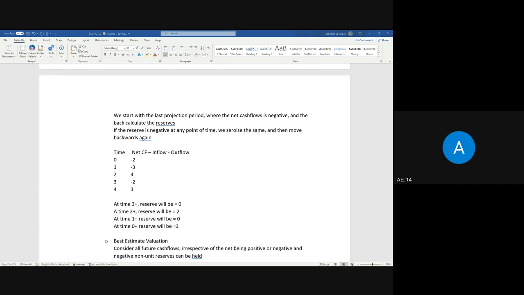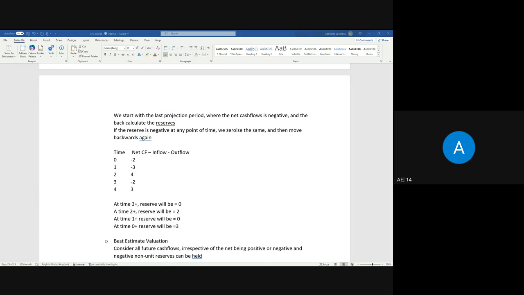So we'll start from the last. We have explained this in this manner: we start with the last projection period where the net cash flow is negative. That is time 3, and back calculate the reserves. We keep discounting them back one time period by one time period. If the reserve at any given point of time is negative, we zeroize it and then move backwards again.